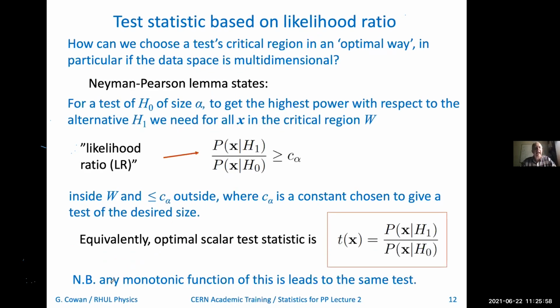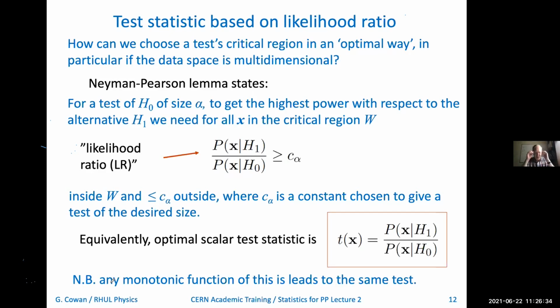Let's go on. In this example that we just looked at, X, the data, was a one-dimensional quantity. It was a single number. And so choosing the critical region was fairly trivial in that it was just the values of X less than some cutoff, or so X less than X cutoff. What do we do if the data space is multidimensional? Then it becomes less obvious where to choose the critical region of the test. How can we do this in some sort of optimal way?